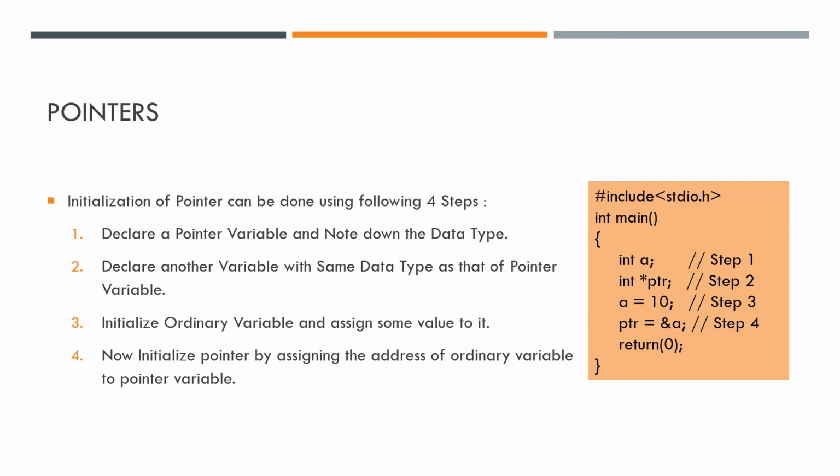Initialization of a pointer can be done using these four steps. First, declare a pointer variable and note down the data type, and then declare another variable with the same data type as that of the pointer variable. Initialize the ordinary variable and assign some value to it. And lastly, initialize the pointer by assigning the address of the ordinary variable to the pointer variable.